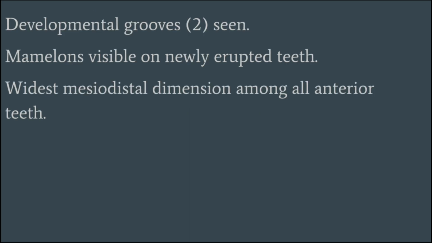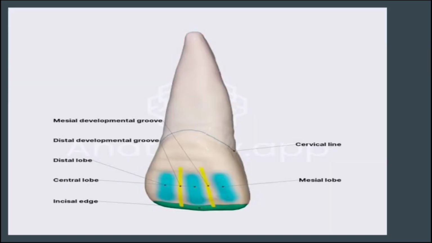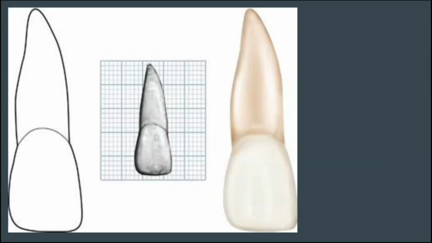There will be two developmental grooves. Mamelons are visible on a newly erupted tooth. It has the widest mesiodistal dimension among all the anterior teeth, as I told you earlier. This is how it will be seen. You can see the developmental grooves, mesially and distally, the lobes of the central incisor, and the cervical line in this picture. This is how the front side of the permanent central incisor looks.